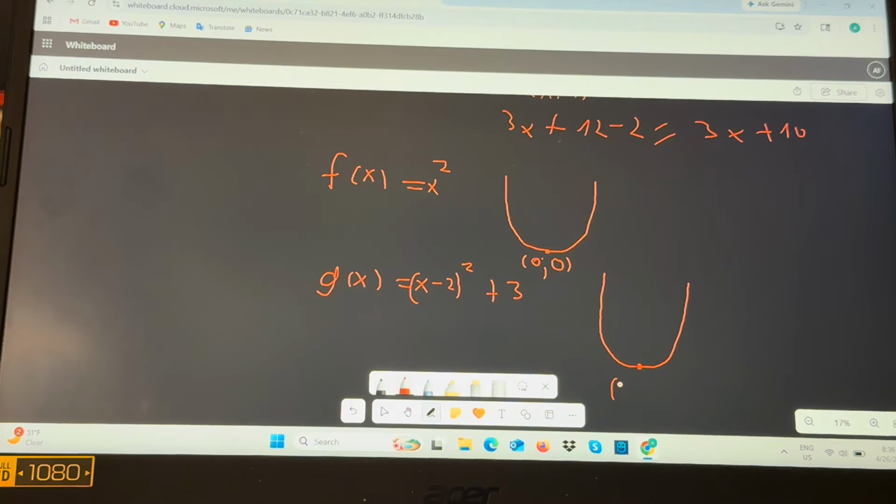So basically, we move the vertex. So it will go 2 units up, and therefore if the original one was 0, this one will be at 2 because 0 plus 2 is 2. And now the other one is plus 3, which means it's going to move up 3. So 0 plus 3 is 3. So the vertex moves from (0, 0) to (2, 3).